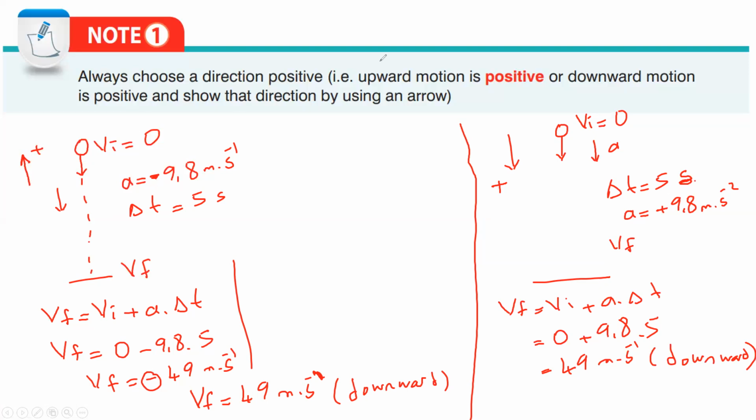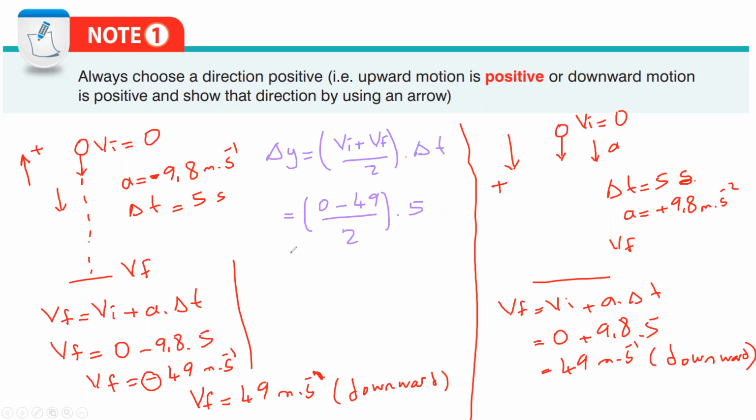So same steps to calculate our delta y. You can use any equation. I will use the last one, V initial plus V final over 2 times delta t. My V initial equals 0, V final is minus 49, because I said upward is positive. Divide by 2, times delta t. Delta t is 5 seconds. So 49 over 2 times 5.